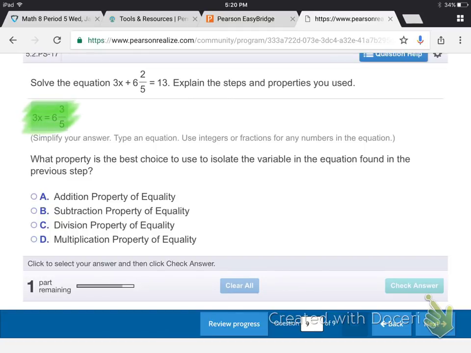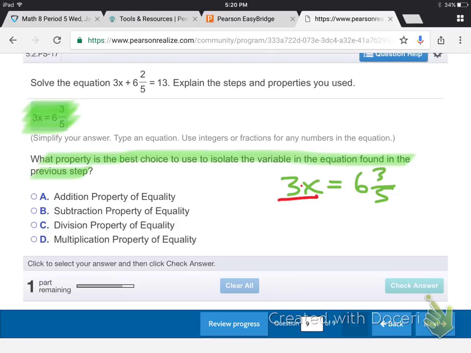That's from the previous screen. And then it says, what property is the best choice to use to isolate the variable in the equation found in the previous step? Well, if we have this equation, 3x equals 6 and 3/5, and I know multiplication is right there between the 3 and the x, how do I undo that? By dividing by 3 on both sides. And so that is, of course, the division property of equality.